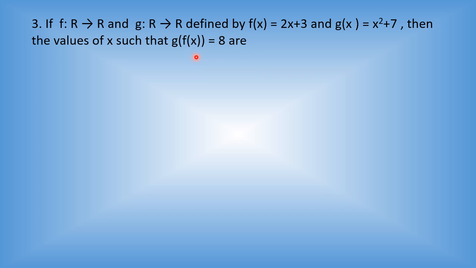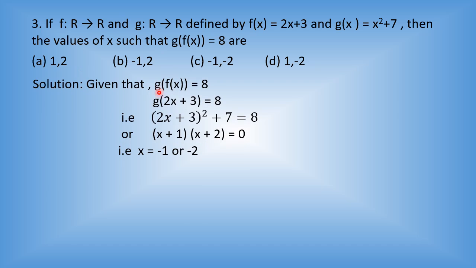So g of f of x. This is the definition of the composite function. That is, g composite f of x is nothing but g of f of x. So we have to check which option is correct here. We apply the definition here. g of f of x is equal to 8. This is given. f of x is 2x plus 3, so g of 2x plus 3 is equal to 8.